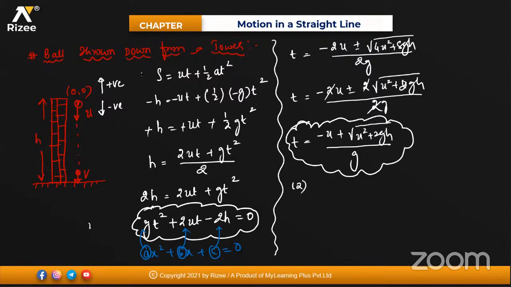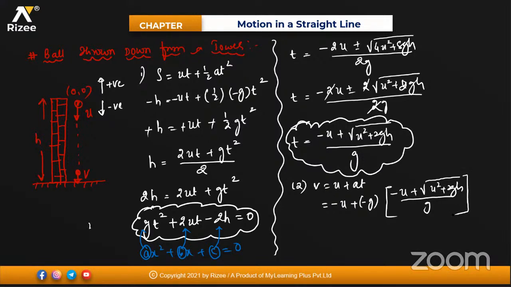Then once I know the time, can I calculate the velocity? This is the first part. V equals u plus at. Be careful with sign convention. As I'm coming down, the acceleration will be minus g. So this will be plus acceleration due to gravity, which is minus, into time. Time will be equal to minus u plus under root of u squared plus 2gh, divided by g. Done. V is your final velocity with which it is hitting the ground. Clear, beta?